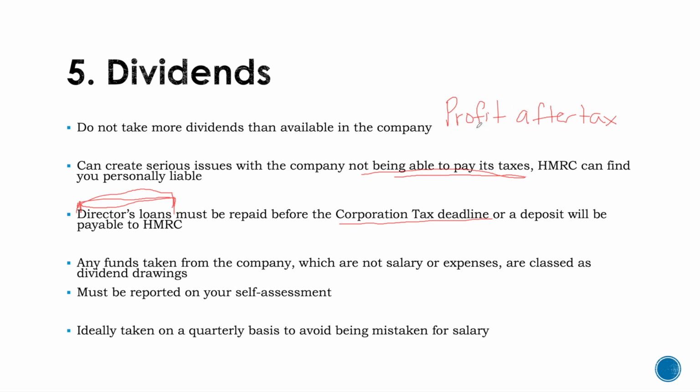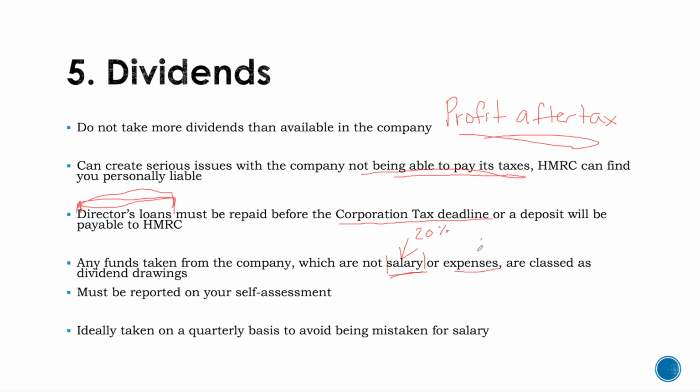And make sure you only take profit after tax, nothing else. Any funds taken from the company which are not salary or expenses are classed as dividend drawings. So if you are receiving a salary and you're repaying yourself expenses, these are two different kinds of income. Salary is a normal taxable income at 20% in the lower rate. This is just like what most people get from an employer. And also you have the national insurance payments on there.